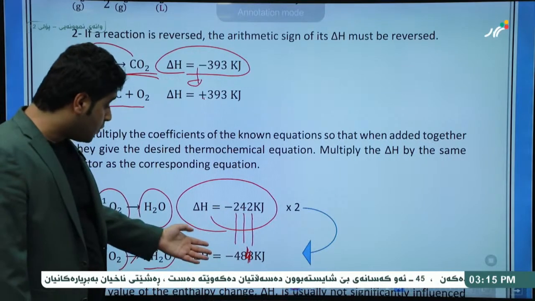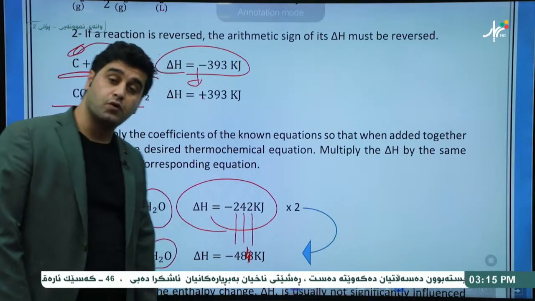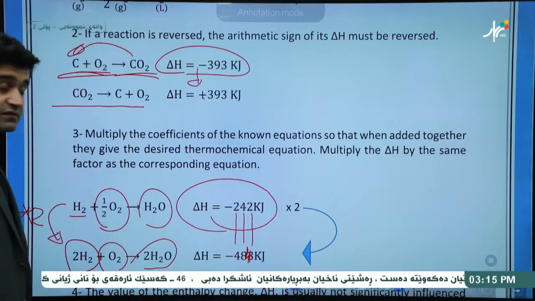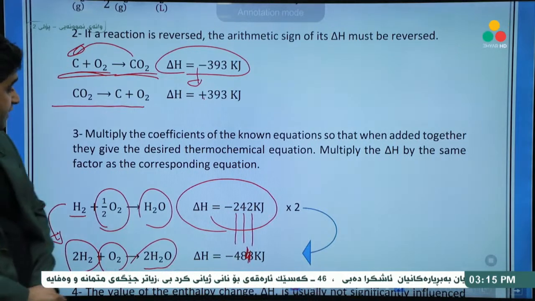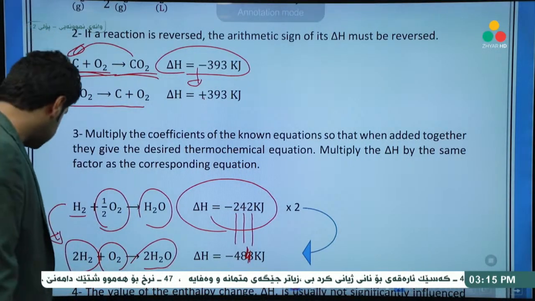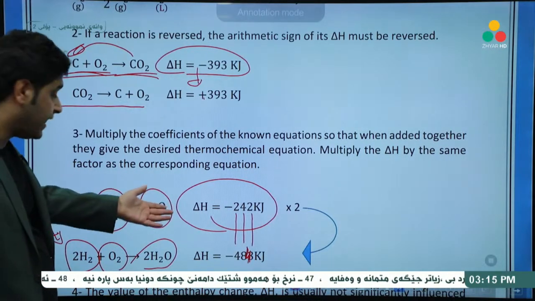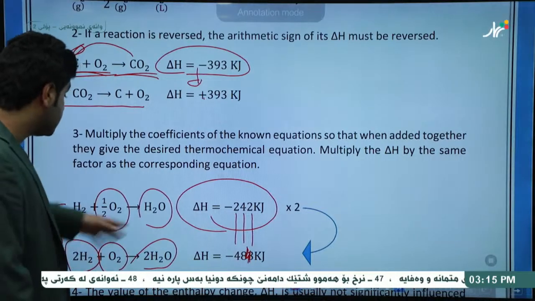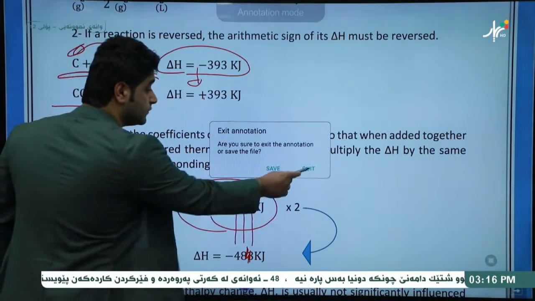Well, what about the arithmetic sign of delta H? No, we did not reverse the reaction, so it's okay. We don't have any problem with the sign of delta H. We cannot turn it into the other sign. But if we reverse the reaction, we should reverse the arithmetic sign of delta H also.